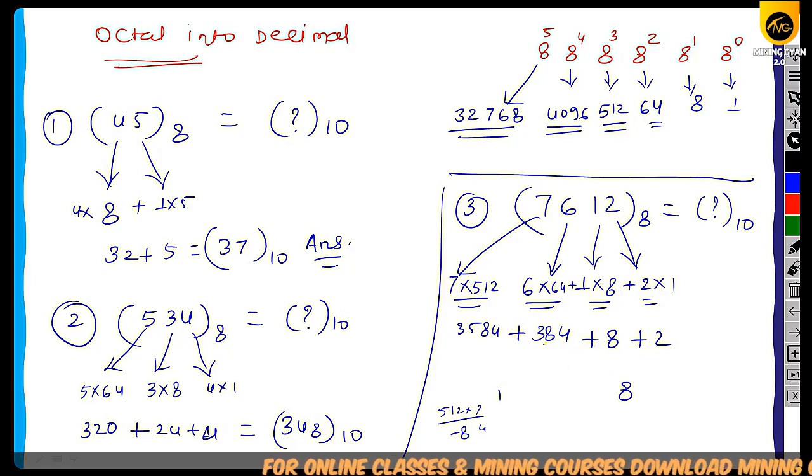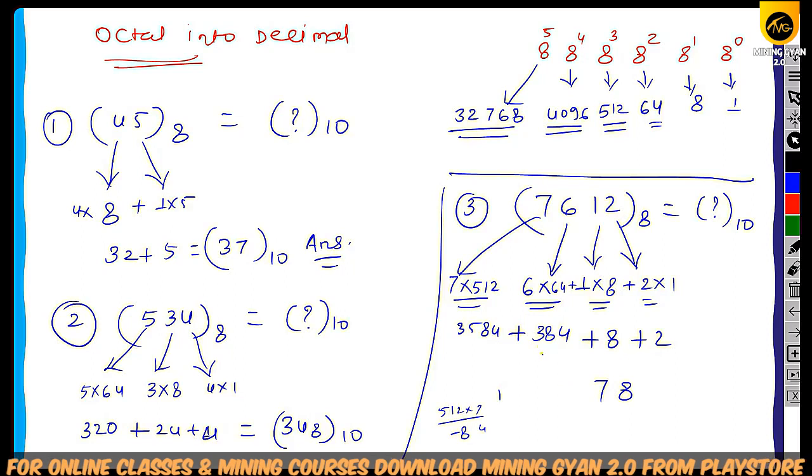So adding these up, we get 3978 in the form of decimal. 3978 is the final answer.